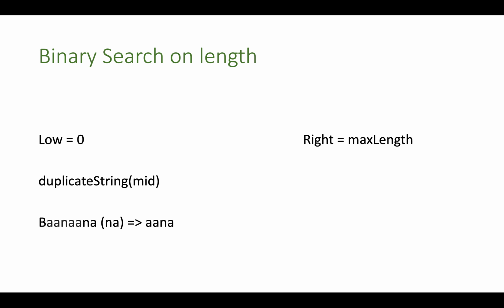The first one is binary search. So let's assume that we want to identify the maximum length of duplicated substring in any input string str. So what do we do? We will apply binary search on the length of that input string. We'll take two variables, low and high, or left and right, whatever you want to name it, and the lowest value of duplication is 0, the highest value of duplication is max length.